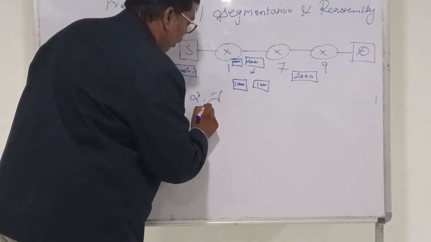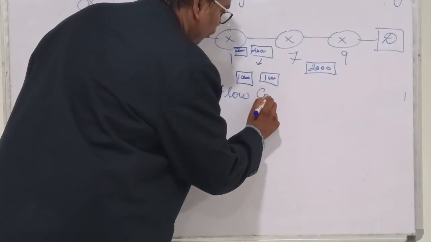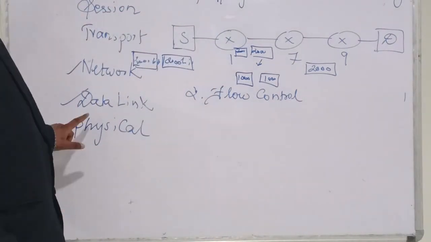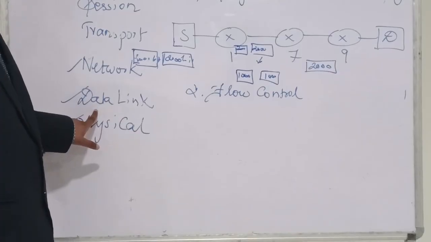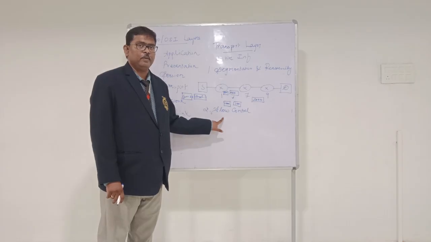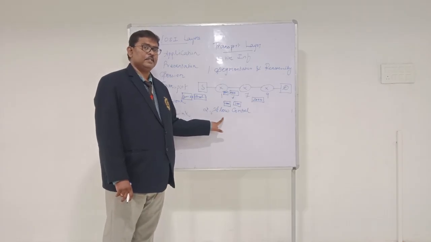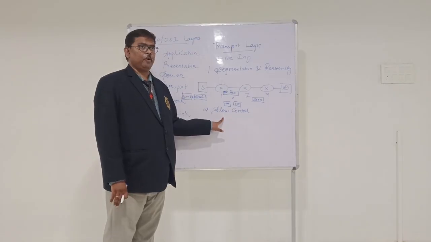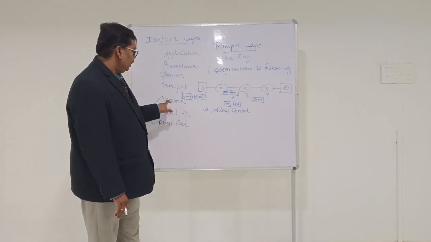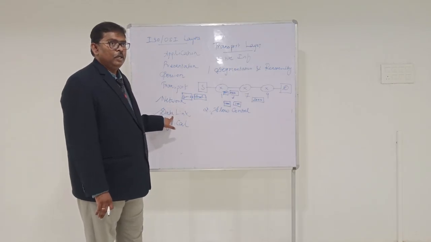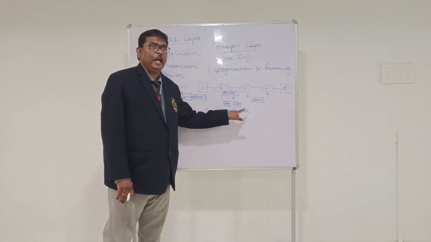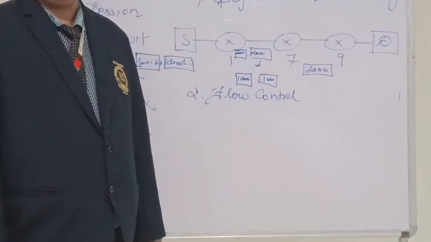Next is flow control. We have already discussed flow control in layer 2, the data link layer. The functionality is similar: you have to slow down the process when the absorption rate of the receiver is lesser than the generation or production rate of the sender. The concept is the same, but in the data link layer it is between node to node, while in the transport layer it is end to end, from source to destination.